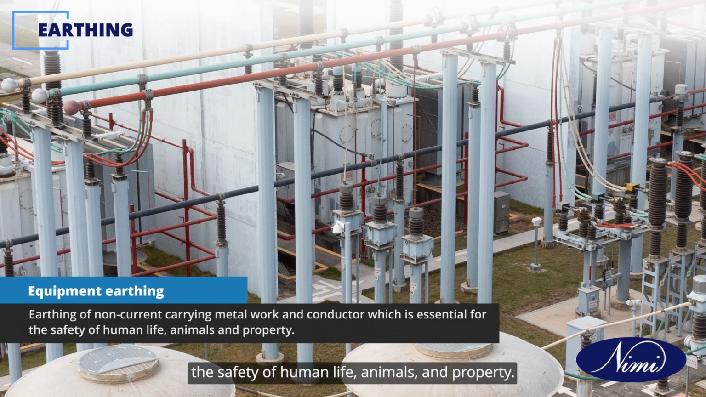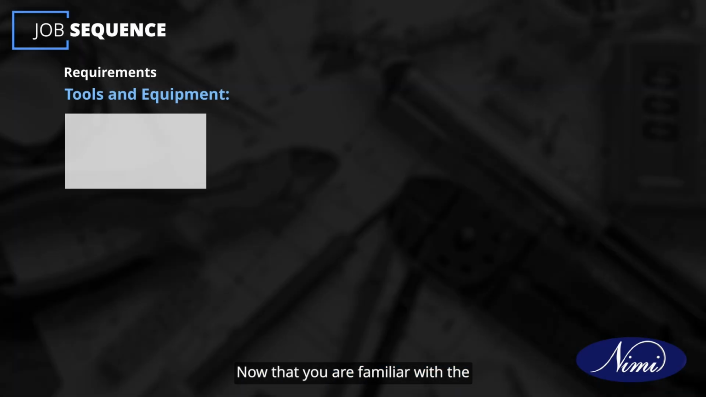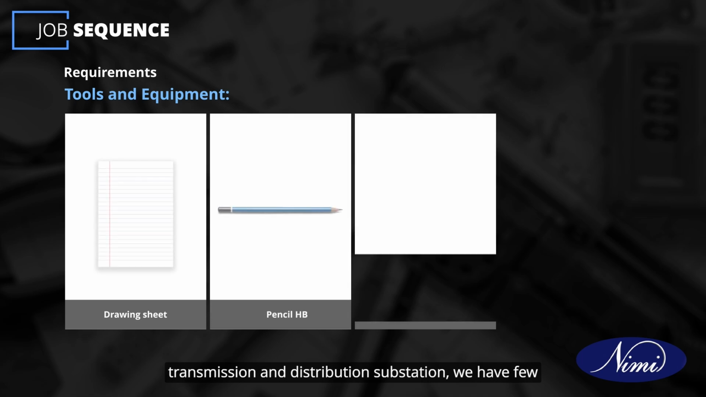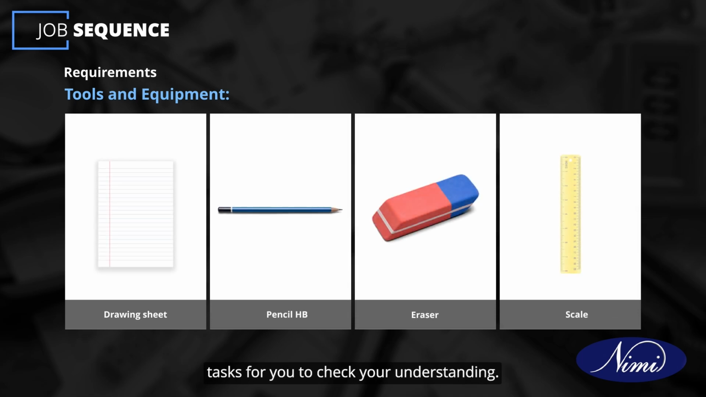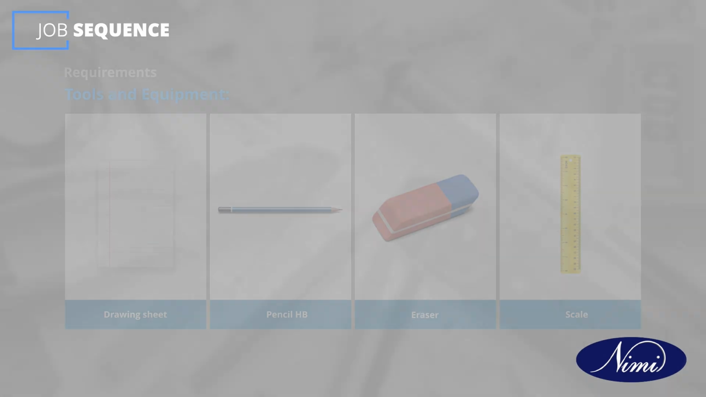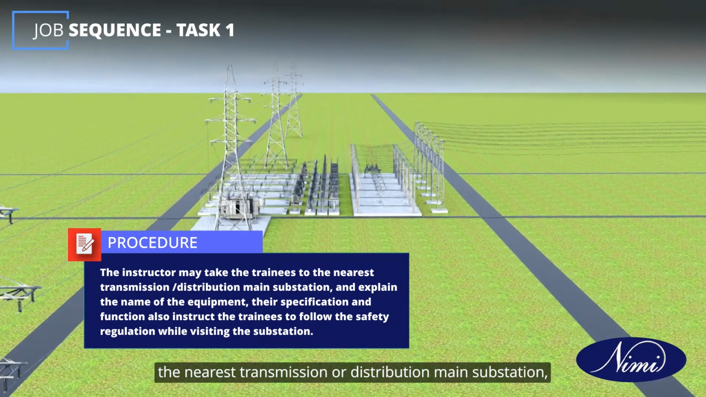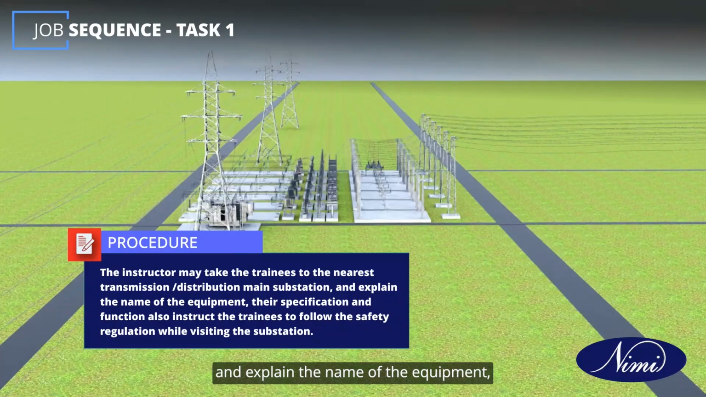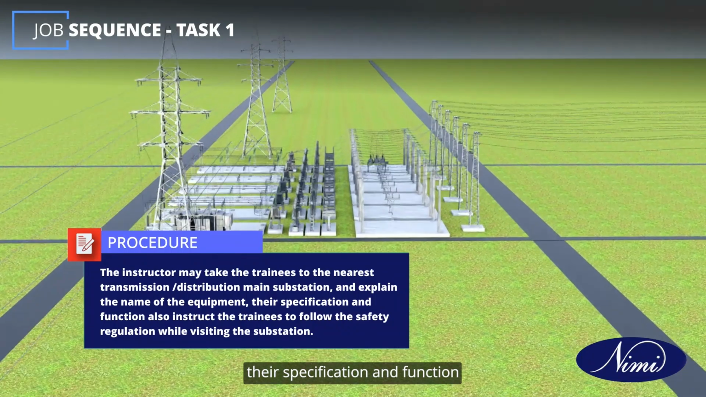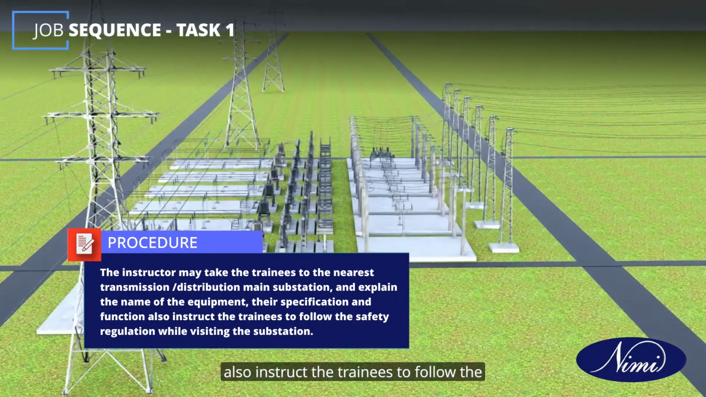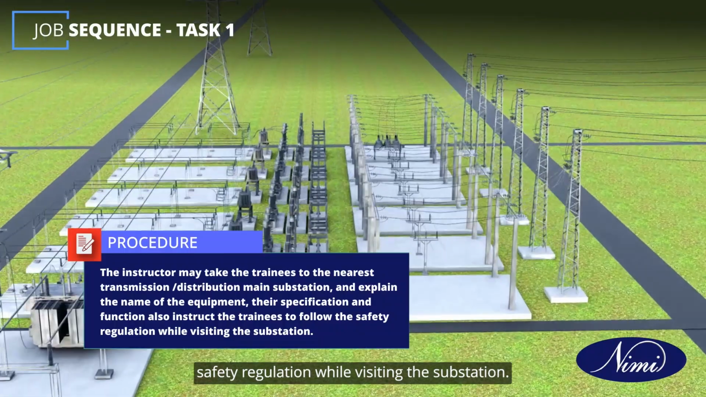Now that you are familiar with the transmission and distribution substation, we have a few tasks for you to check your understanding. To do the task, be prepared with the following required items: drawing sheet, pencil, eraser, and scale. The instructor may take the trainees to the nearest transmission or distribution main substation and explain the name of the equipment, their specification and function. Also instruct the trainees to follow the safety regulations while visiting the substation.